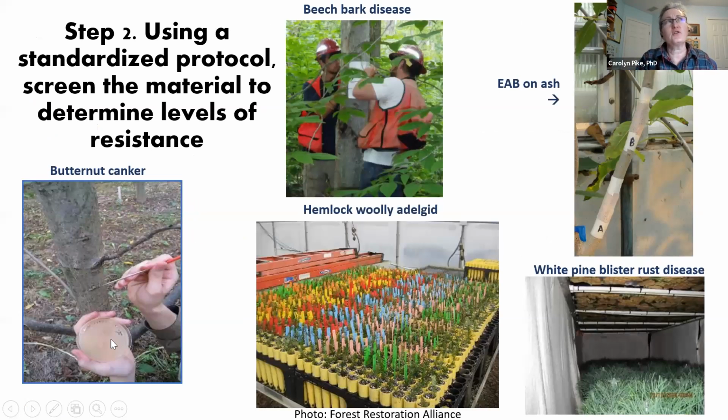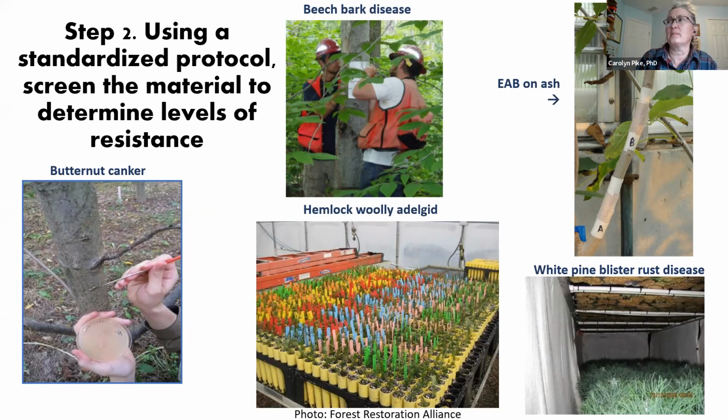So the first part, finding those lingering trees, really involves scouring the landscape because they're going to be perfectly scattered around. But when it comes to developing a standardized protocol, this is where it's very science heavy. So this is dependent on Forest Service researchers. This is also dependent on university researchers. They have a role in this as well. So I'm showing you different pictures of how this can look.